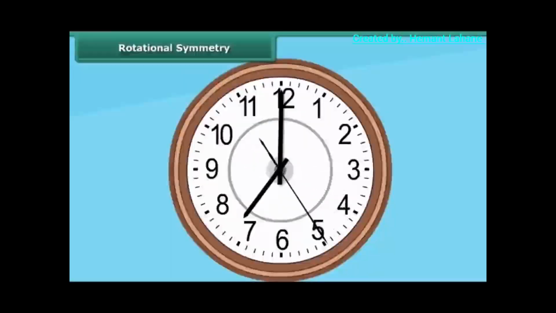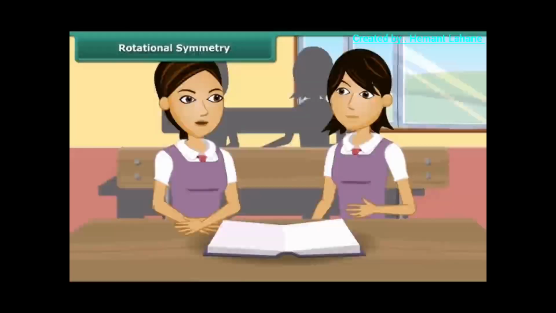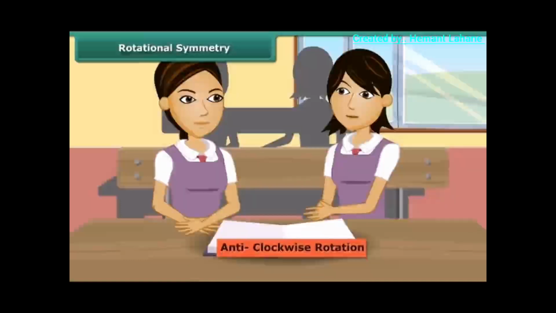Now look at this clock. It's going round and round. This means it is rotating. The hands of the clock rotate in a clockwise rotation. And when something rotates other than clockwise, what type of rotation is it? Then we call that rotation anti-clockwise rotation.